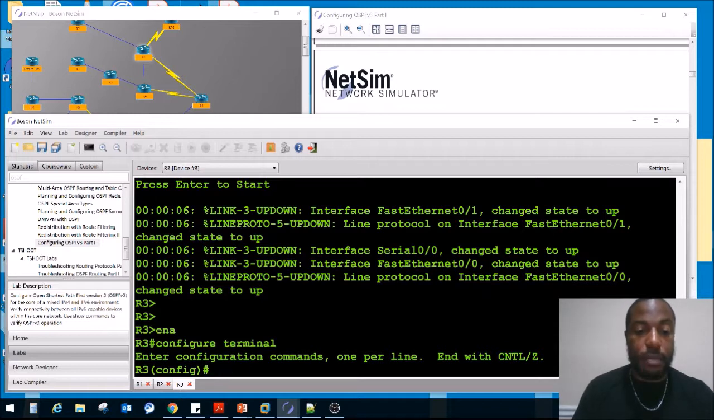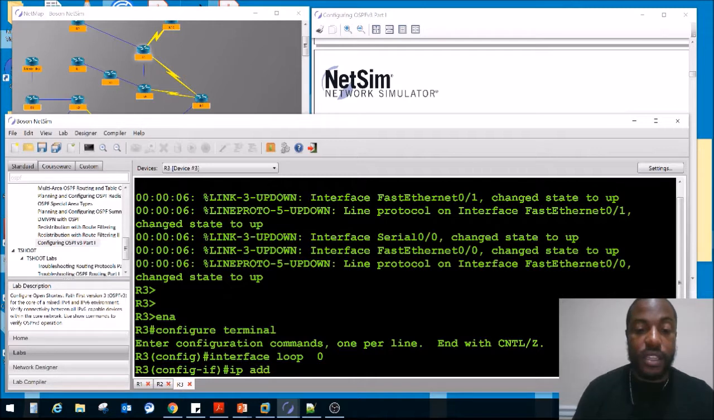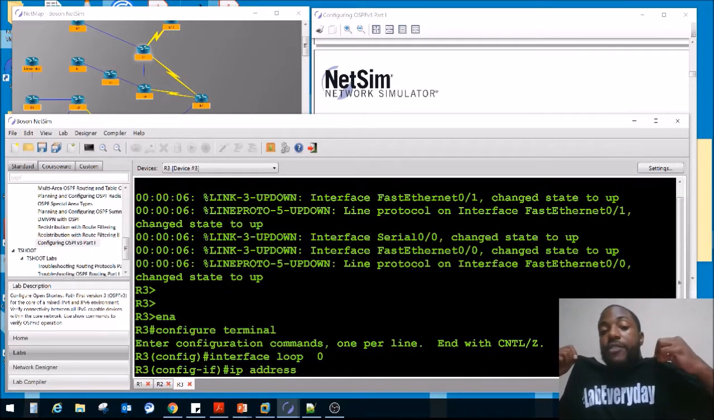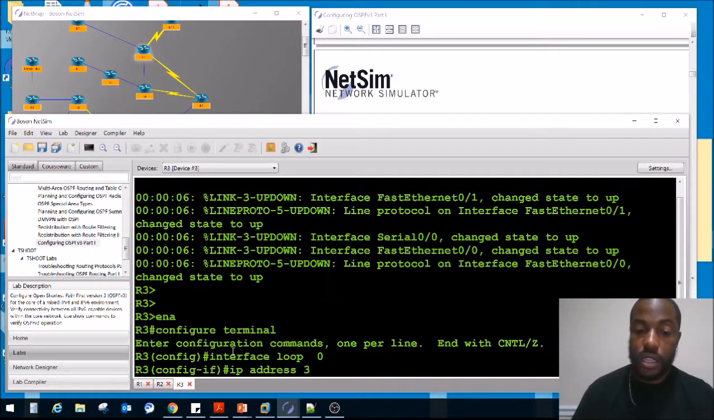Router, my bad. IP. Sheesh, what am I? I can't even think right now. It's like 3 in the morning right now. Loop 0, IP. That's no excuse because we're gonna lab every day, no matter the weather. Quad 3.